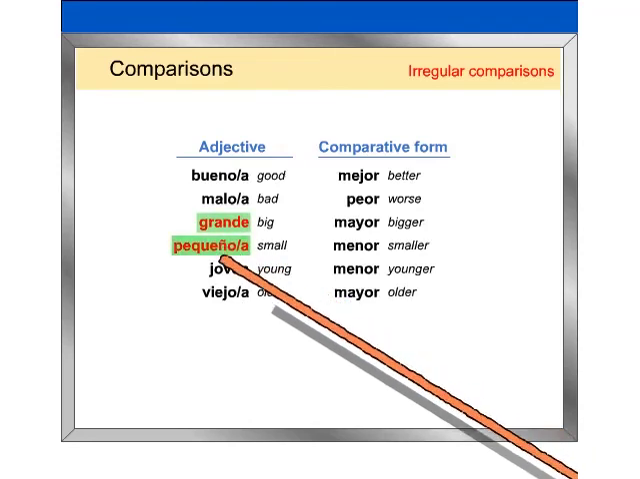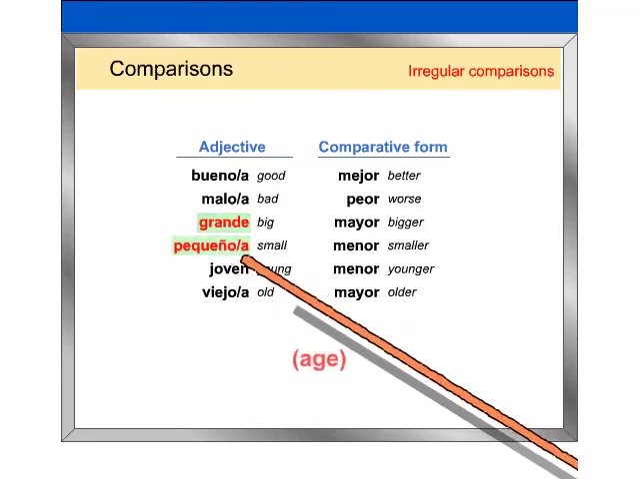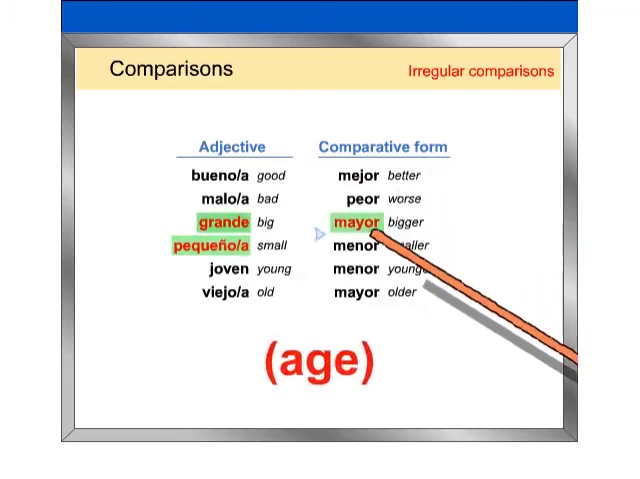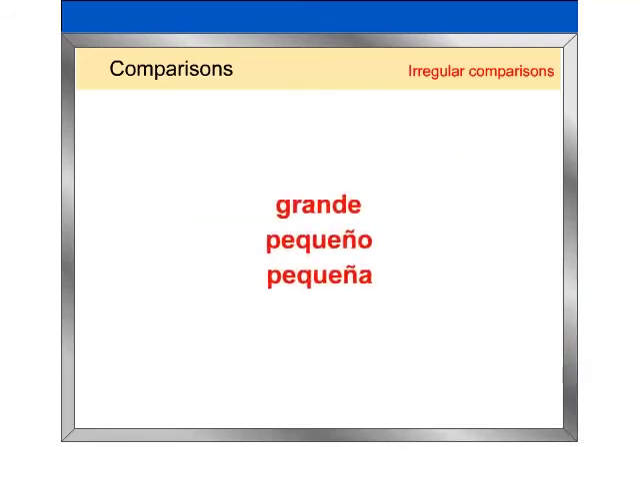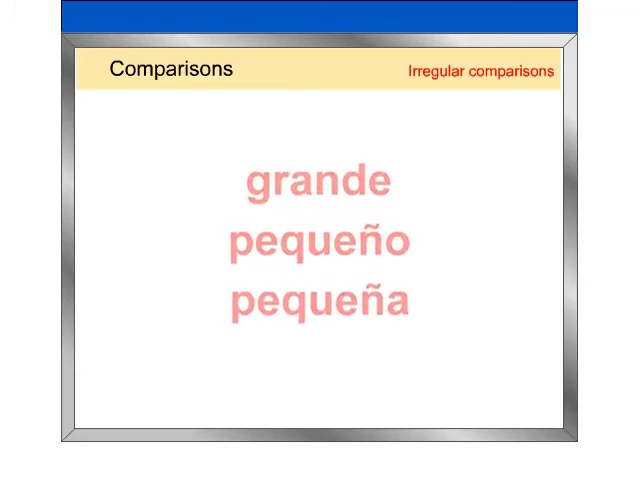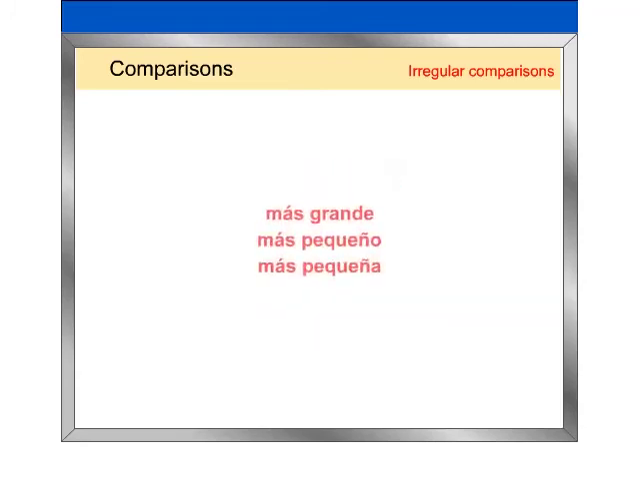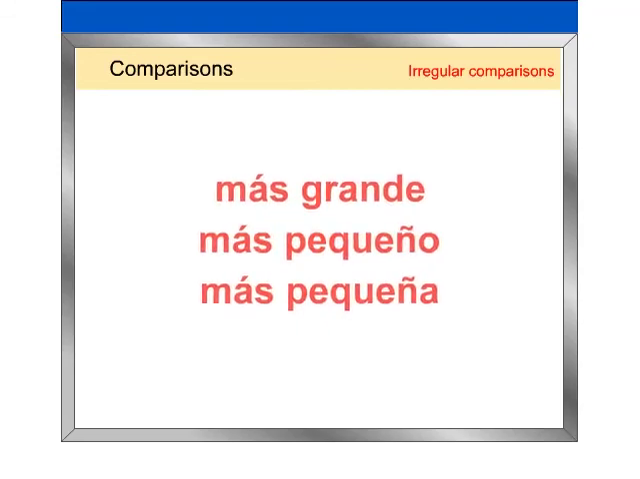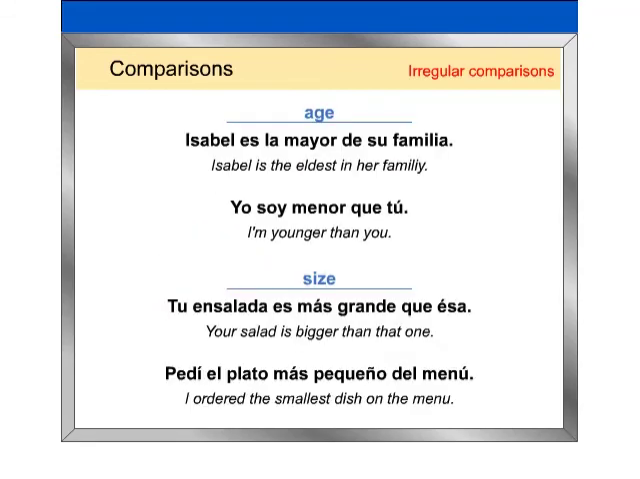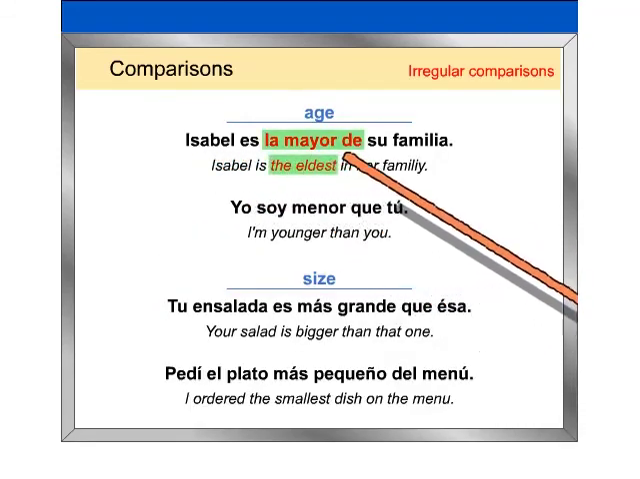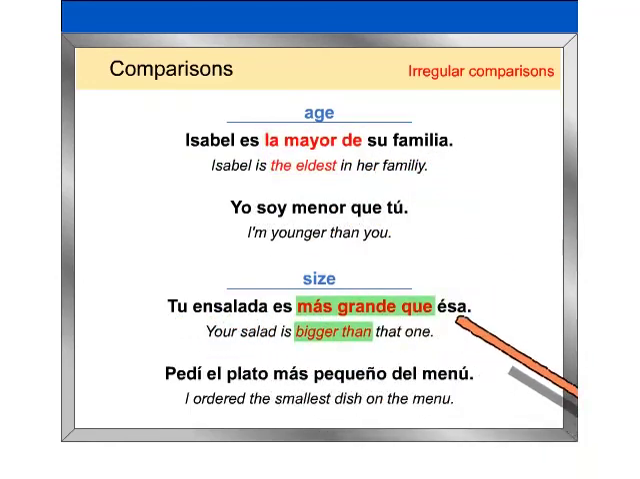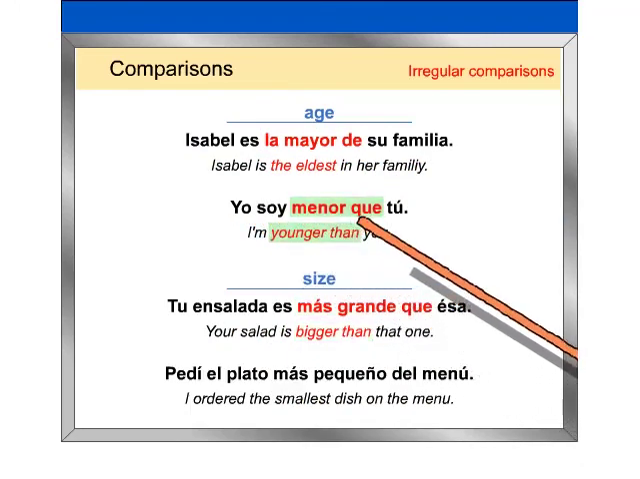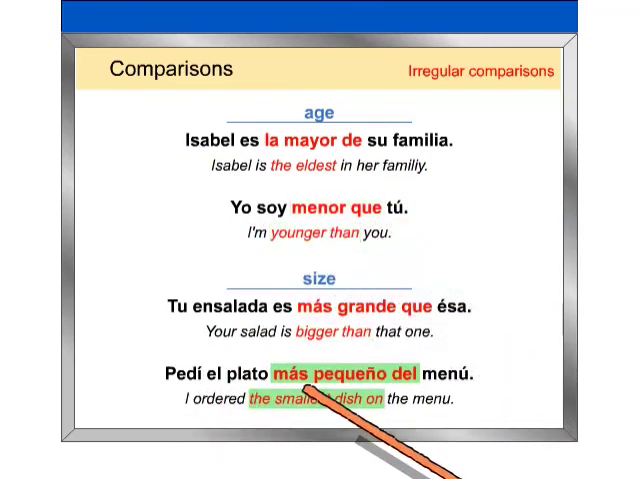When grande and pequeño, pequeña refer to age, the irregular comparative forms mayor and menor are used. However, when grande and pequeño, pequeña refer to size, the regular forms más grande and más pequeño or más pequeña are used. Look at these examples. Isabel es la mayor de su familia. Tu ensalada es más grande que esa. Yo soy menor que tú. Pedí el plato más pequeño del menú.